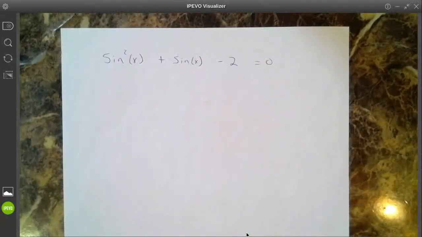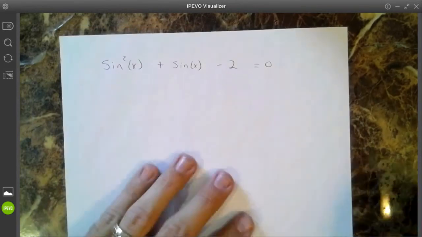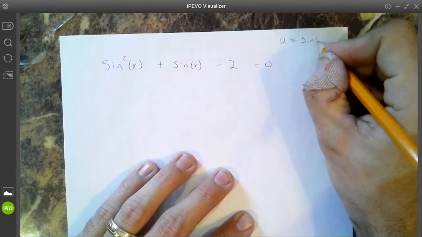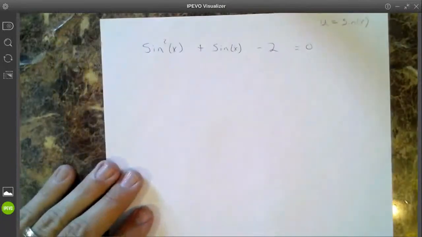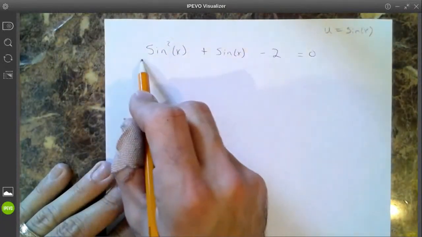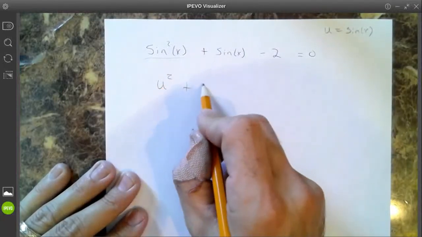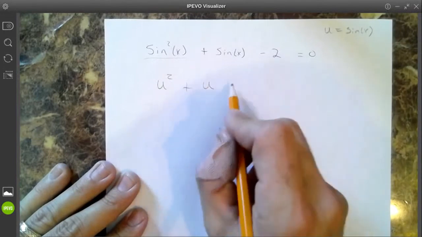All right, so this one is very similar to that last example, the one dealing with cosines. So I'm going to pretend that u is equal to sine of x, make my little substitution. All right, this would mean that that is u to the second power. This would just be a u, and then minus 2.